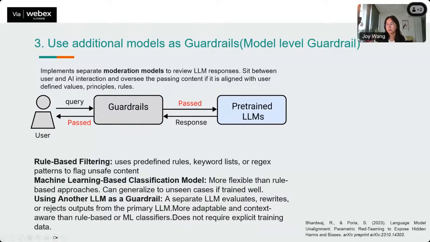Because large language models have powerful inference and generalization capability, they can be more adaptable to the context based on the user's setup rules. It will not require explicit training, but it is also more computationally expensive. If you remember, last week Stefan introduced multiple agent interaction. This approach is similar to the agent.